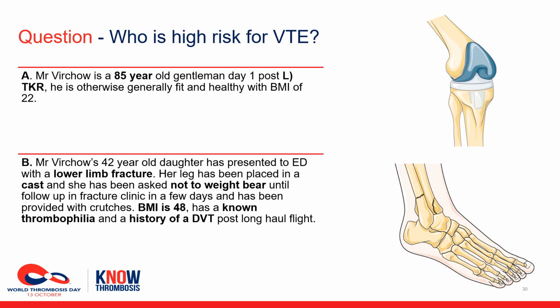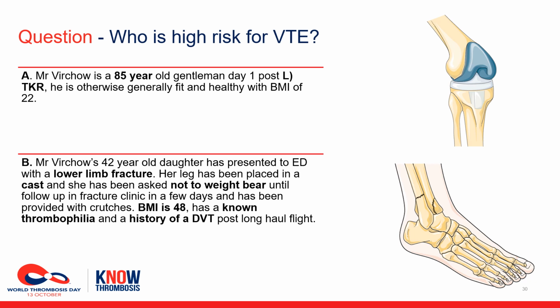His daughter certainly has a lot of risk factors in regards to VTE. We've put this one in as an example of those ED patients that probably need to be considered for prophylaxis on discharge. She has a lower limb fracture. Her leg's been immobilized in a cast. She's not to weight bear, so that cuff pump isn't working. She's got a high BMI. She has a known thrombophilia. She has a history of a DVT. So she has multiple weak, moderate, and some high, strong risk factors in regards to DVT development.